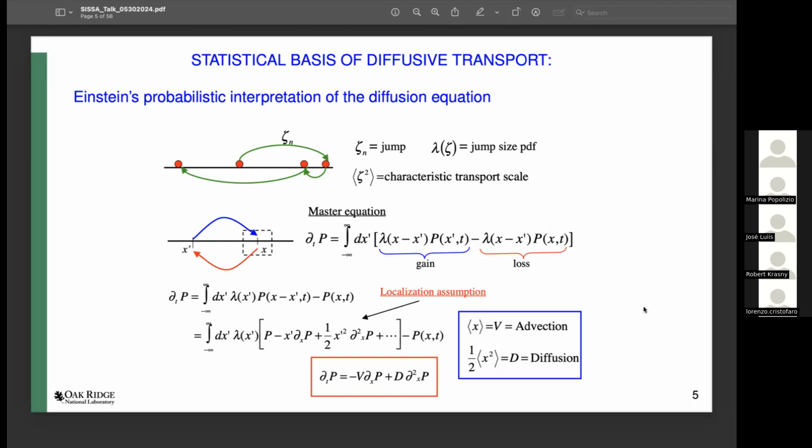And then you have a distribution function of the jumps. Since this is a stochastic process, you have to describe it in a probabilistic setting. And then you describe what is called the characteristic transport scale, which is the variance of the jumps.